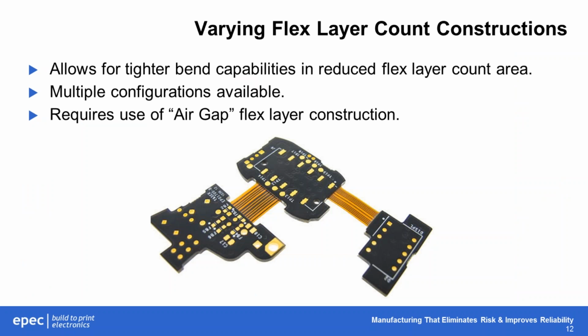Another type of construction that we see on a fairly regular basis is where the flex layer count varies between rigid sections. So if you had 3 rigid sections, you might have 3 or 4 flex layers joining 2 of the rigid sections, but only 1 or 2 layers joining the second to the third. And there's quite a variety of configurations available. For this type of construction, it is preferred to use an air gap flex layer construction. Again, air gap construction is one that we'll cover a little later on in our webinar.